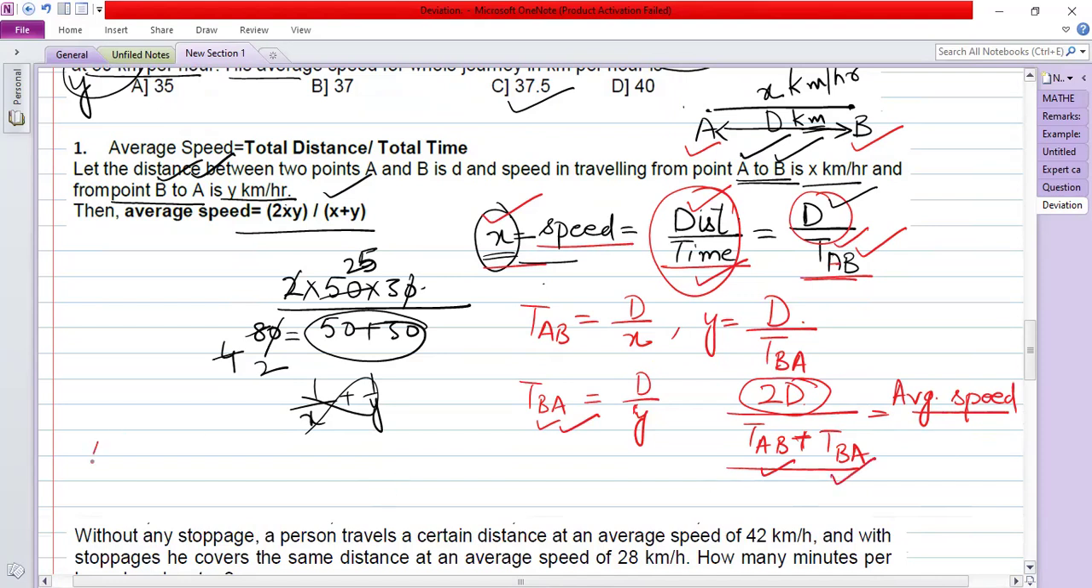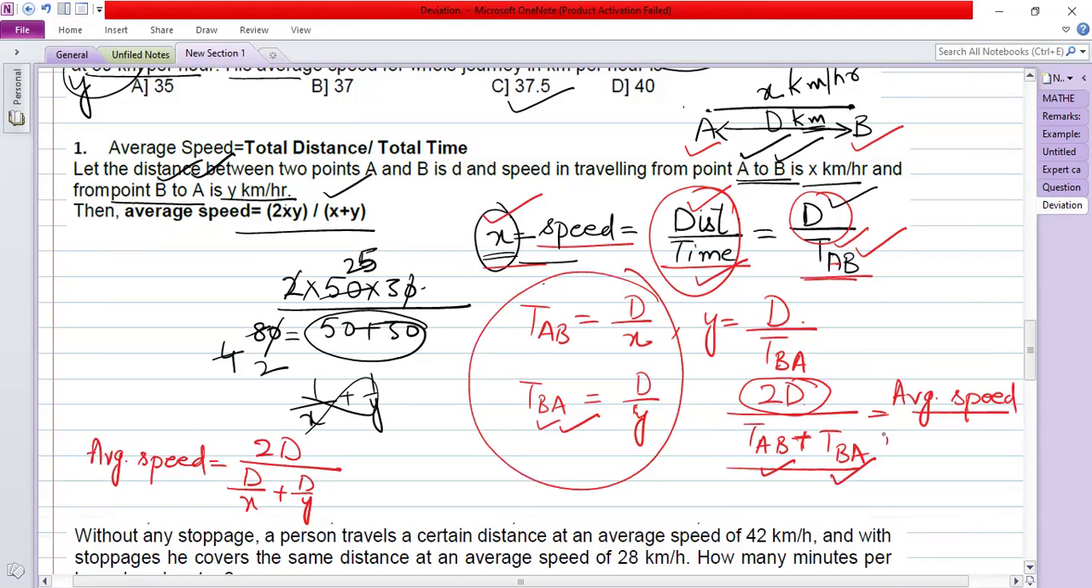So what will be the average speed for the whole journey? It is 2D, and here it is d upon x. And here it is d upon y, the values. So you can see these values here. So now it is nothing but 2D.